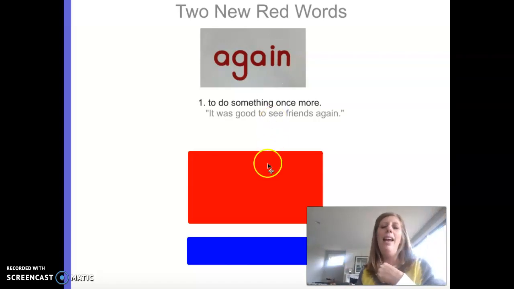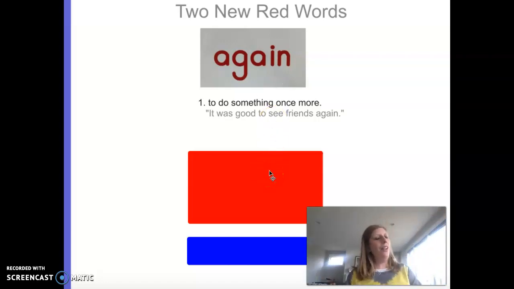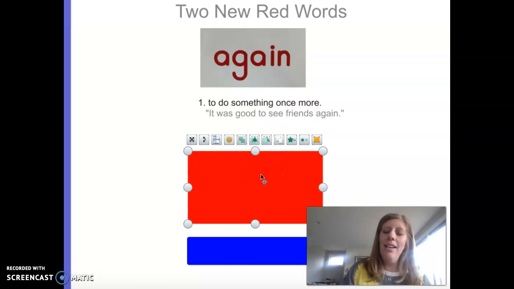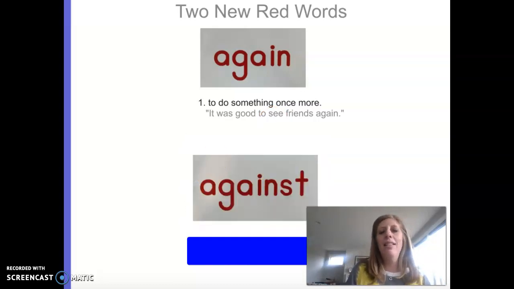All right, and the second red word is very similar to again. The second red word is, look at this, it looks just like again. If I just cover up these last two words, it starts with again, and then it has this blend at the end. So how do you think you'd say that word? Against. Against. Have you ever heard that word used? Against?